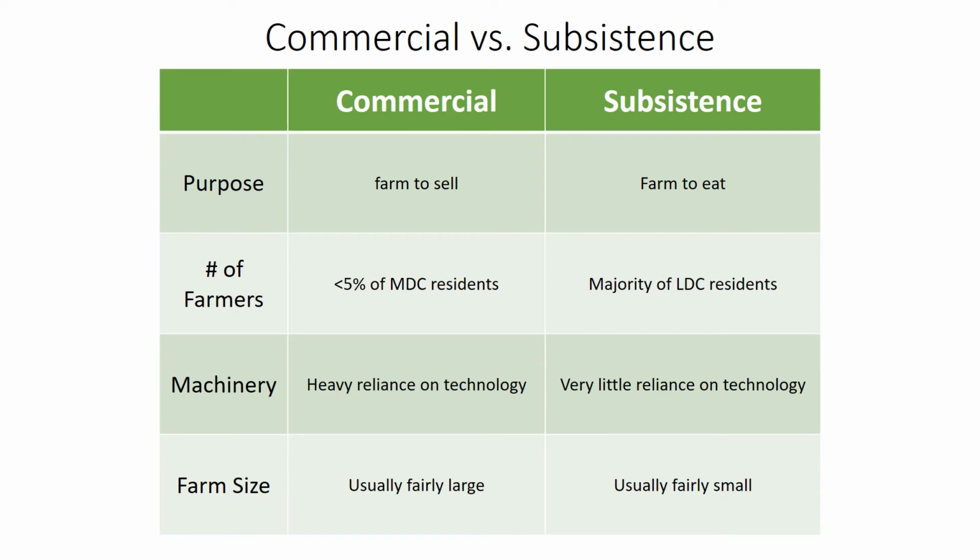So this is what it should look like. This is a very quick and simple version of this chart. But remember, in respect to commercial versus subsistence, the purpose of commercial farming is to farm things to sell, versus subsistence, it's to farm to survive and eat. The number of farmers in the commercial world is less than 5%, whereas in the developing world, it's a majority of residents. Machinery is heavily relied on in commercial agriculture. It is the thing that makes it go. Whereas in subsistence agriculture, there's very little reliance on technology. And finally, with farm size, in the commercial world, they're very large, and that's why we have the technology. Whereas in subsistence agriculture, they're fairly small.